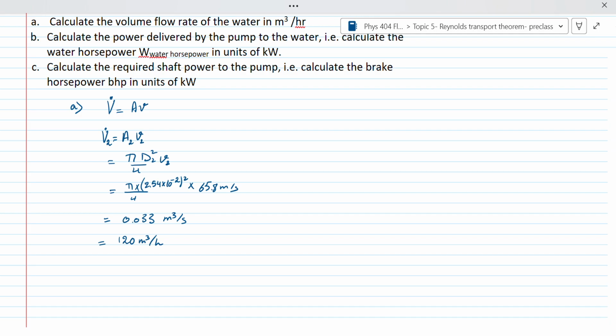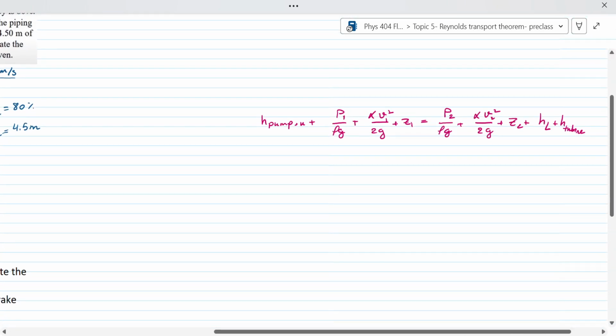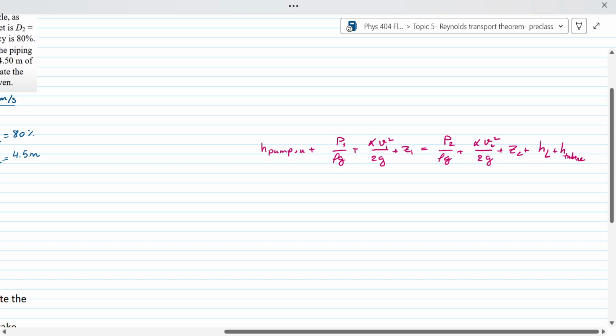In part B, we want to find the power delivered by the pump to the water. So this is, of course, the output power that is delivered to the water. In order to solve for this quantity, which is W dot of our pump, I'm going to work on the head form of the energy equation. So I remind you of the equation for conservation of energy in its head form.